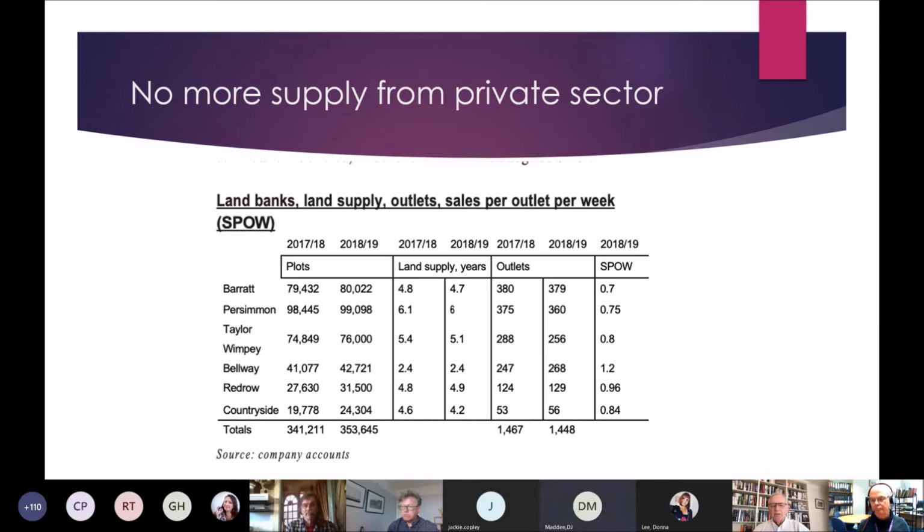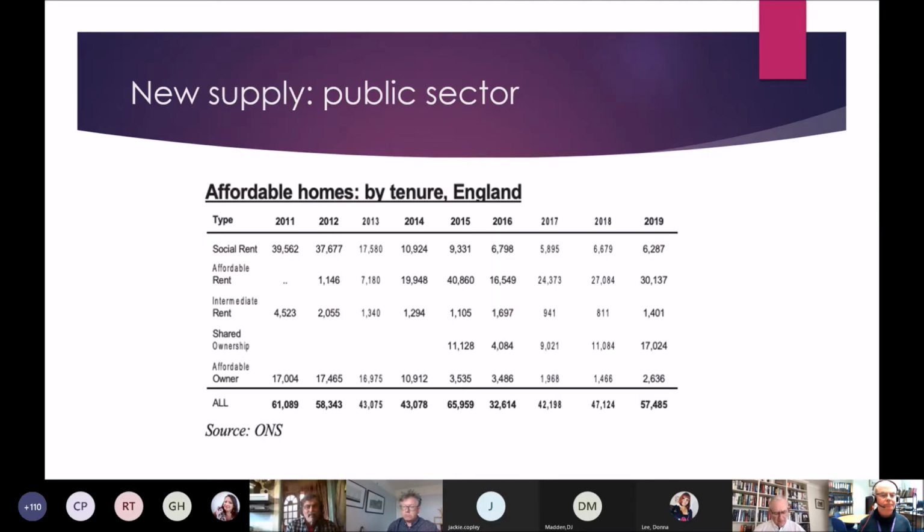Right, if we could just move on to the public sector now, Quentin. The next slide. The public sector. Well, what can we say, really? It's becoming almost irrelevant to the supply of new homes.